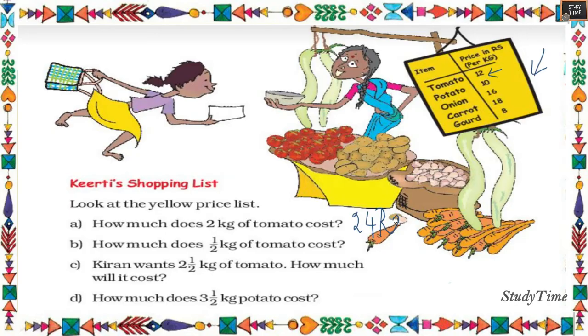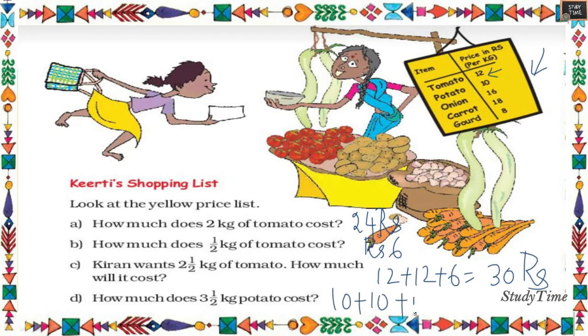Always you have to write the unit. Half kg of tomato costs rupees 6. 2.5 kg of tomato costs 12 plus 12, and half kg is 6. So we'll be getting 30 rupees. 3.5 kg of potato: 10 plus 10 plus 10 plus 5. You will be getting 35.